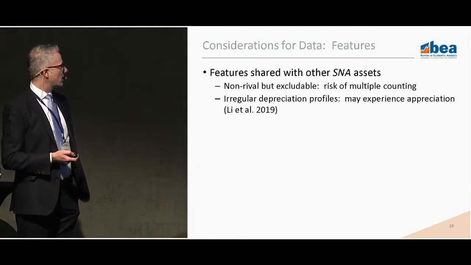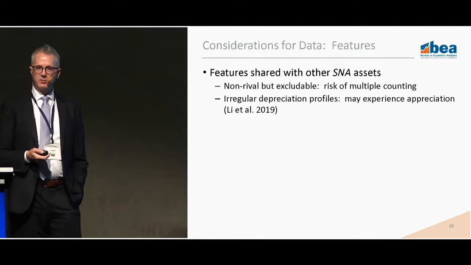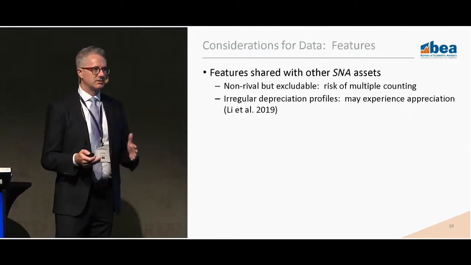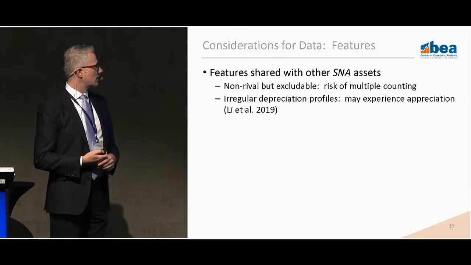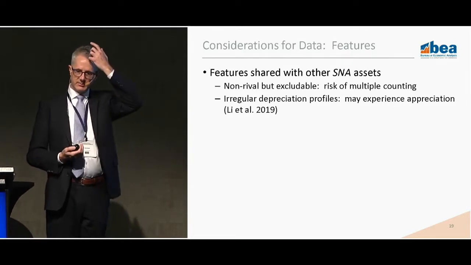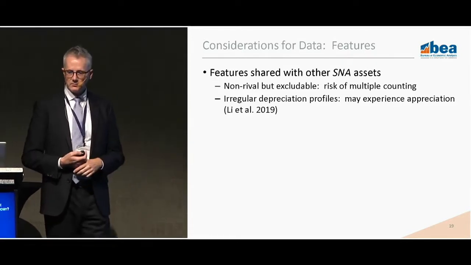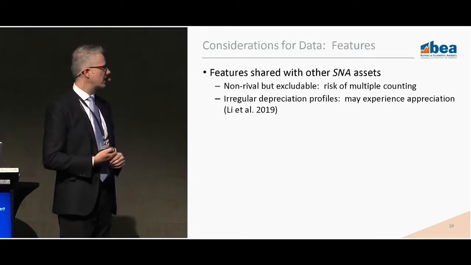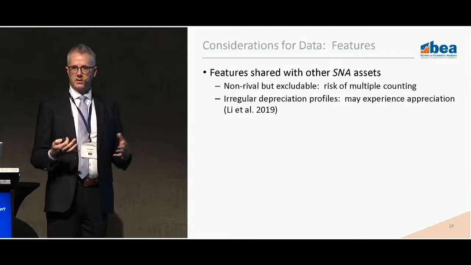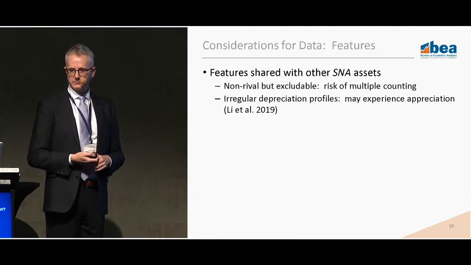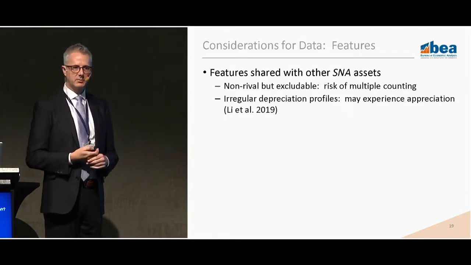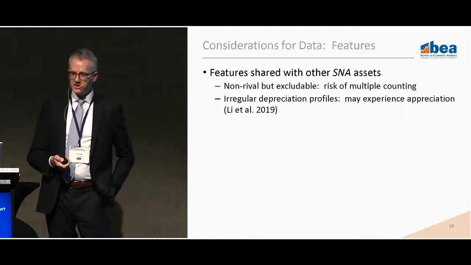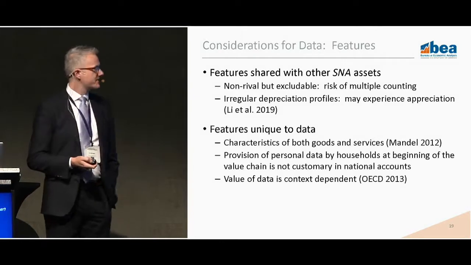There are maybe irregular depreciation profiles and may not fit our typical geometric pattern of decline once it's put into service. It may experience appreciation at the beginning of its service life. Well, this is the case as well for other assets that fit already in the SNA asset boundary, like biological resources, for example, cultivated assets, orchards, breeding cattle, and other livestock.